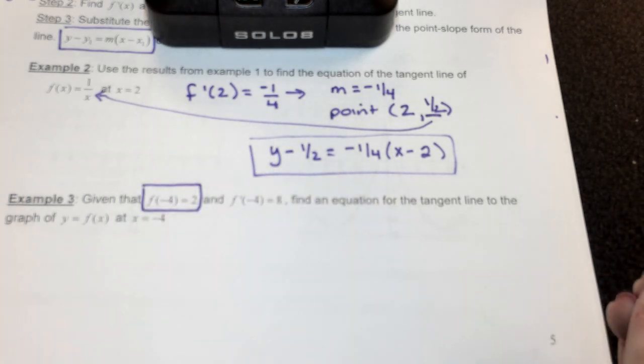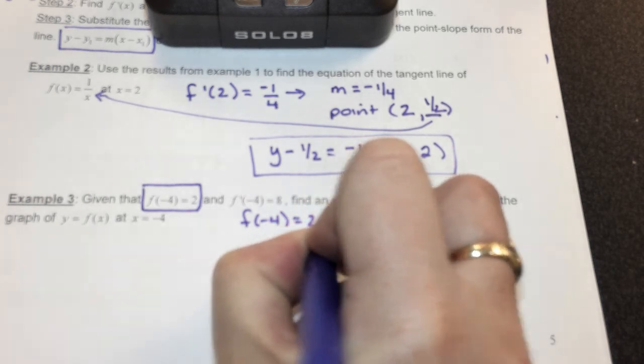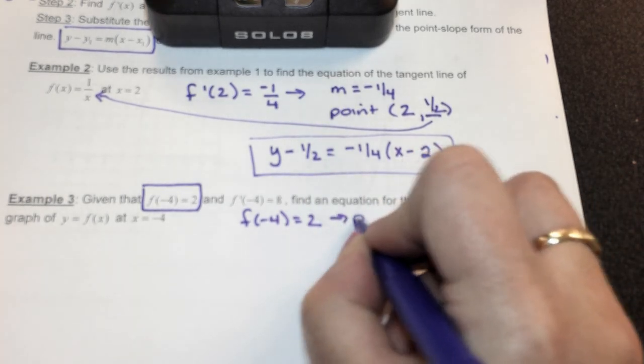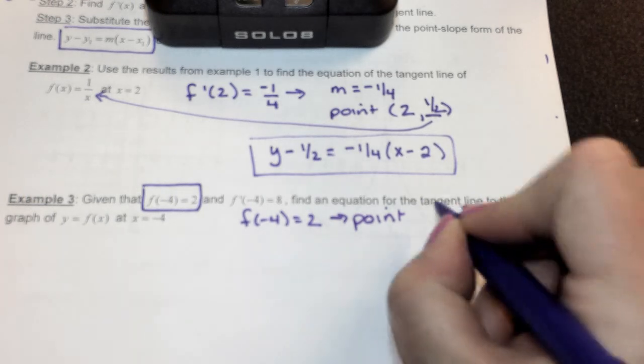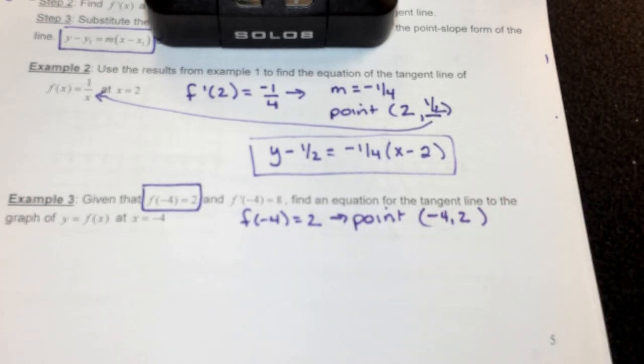What is this f of negative 4 equals 2? How's that going to help me? It's the x and y value. So graphically, what is that? This is a point. So they're actually giving you the point. So again, the point is negative 4 comma 2. Hey, I got one piece I need to write the equation of the tangent line.